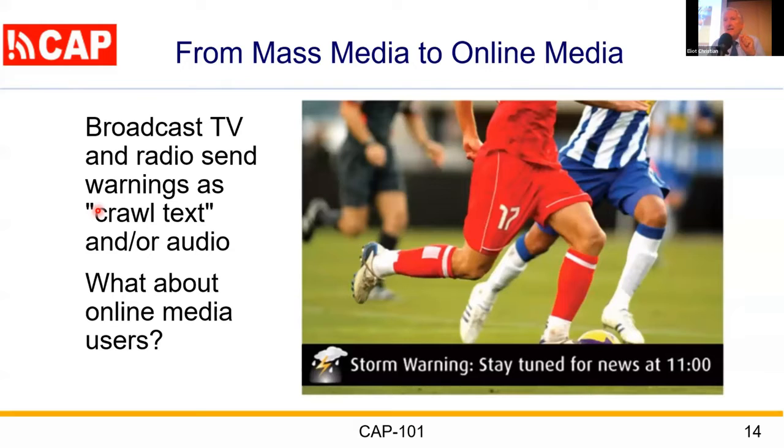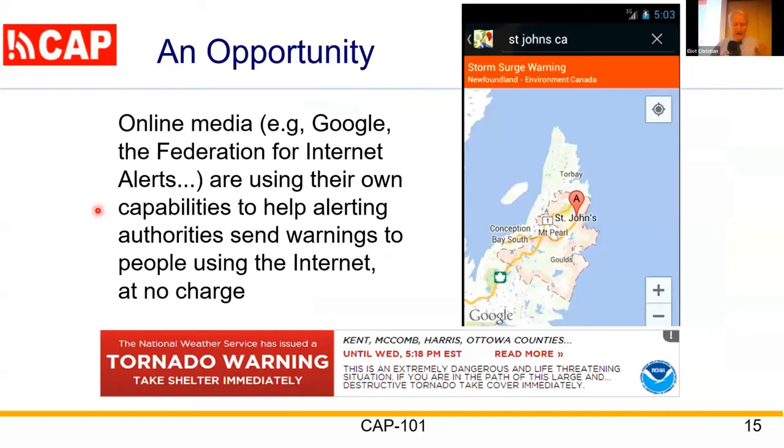But think about it. That mass media approach does nothing to reach users of online media. You know, if you're watching the ball game on your smartphone, no crawl text. Would you even know something was happening? So online media users are missing out on the alerts that they would have gotten if they just kept using mass media. Now, Google has a solution.